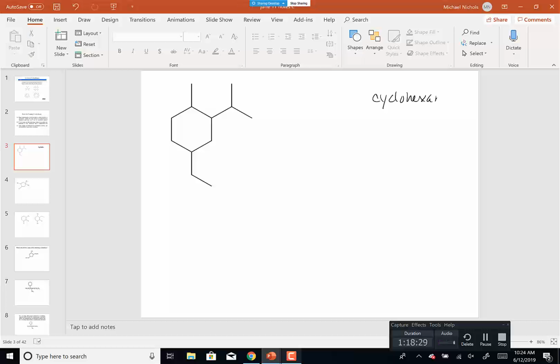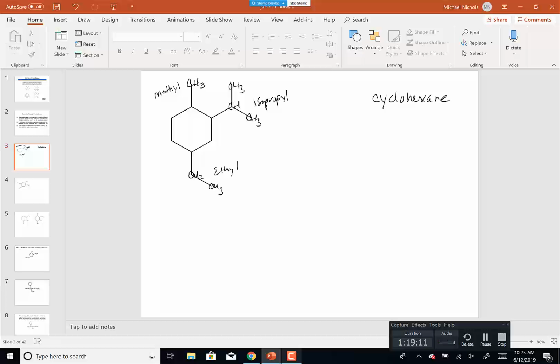I have to start at a group. Let me ask, what are the groups? So what is this group here? By now everybody says that's definitely methyl. This one over here is isopropyl, and this one down here is ethyl. So we've got a methyl, an isopropyl, and an ethyl.